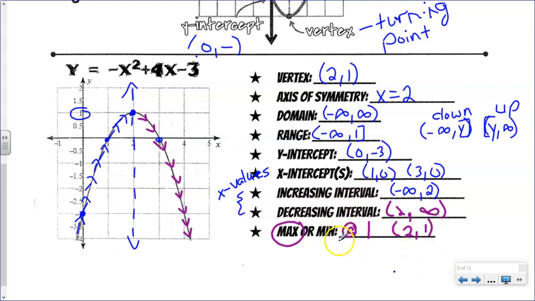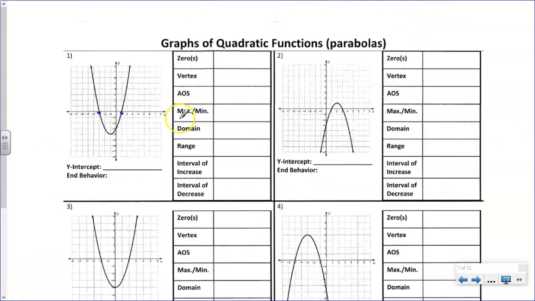Okay, so let's do a little bit of practice here and see what we can understand. Okay, so we're looking at these zeros. So this one here is at -3, 0. And then this one is at 1, 0. And then we're going to go down here and we're going to find our vertex.